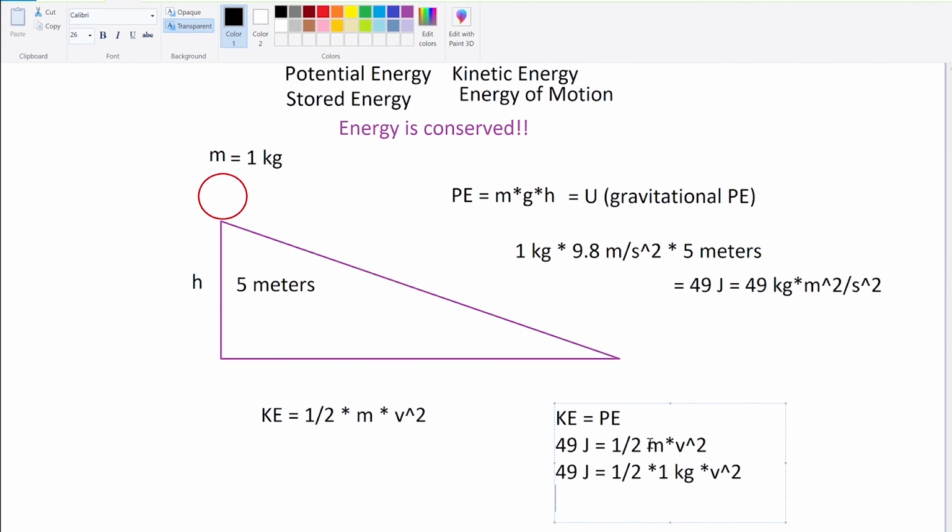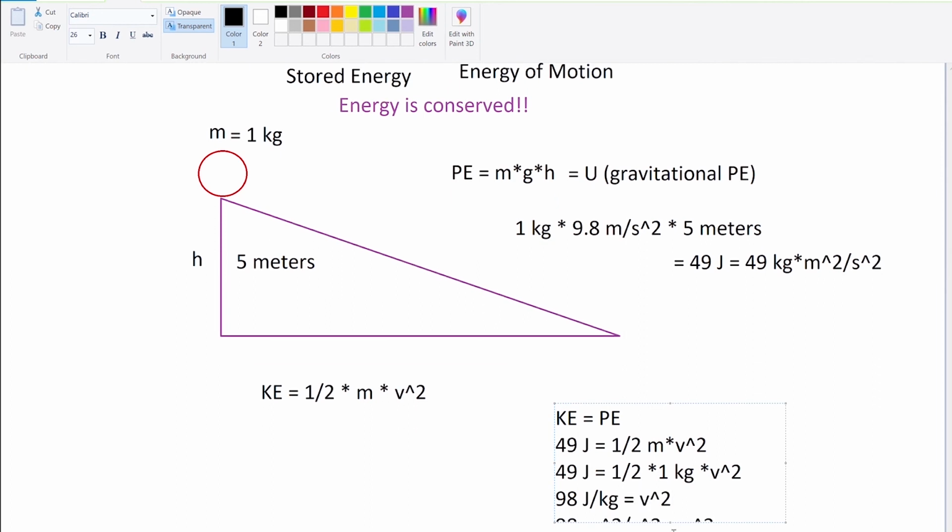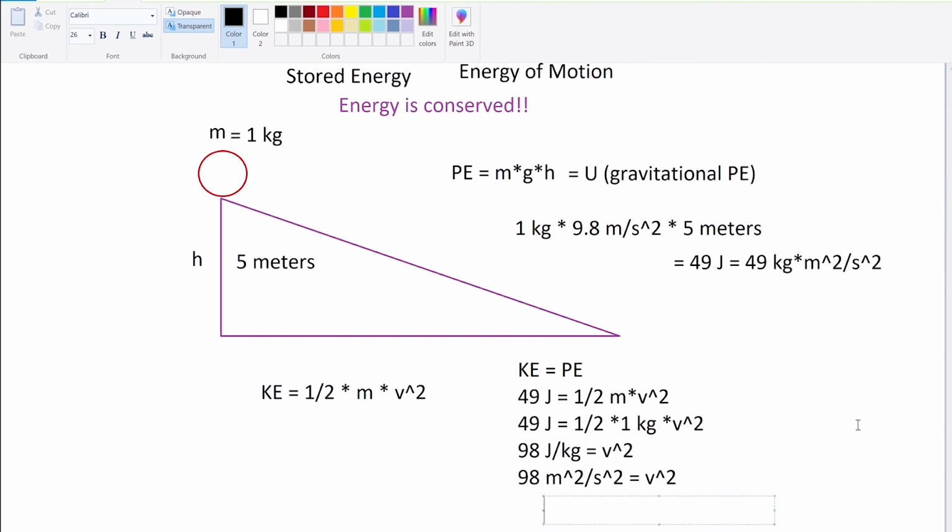Since you have joules divided by kilograms equals your velocity squared. And velocity, remember, is meters per second. And also joules divided by kilograms equals meters squared per second squared. So if you just take the square root of 98, your velocity would be 9.9 meters per second.